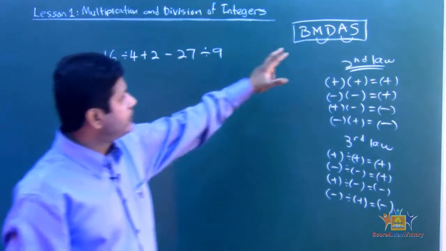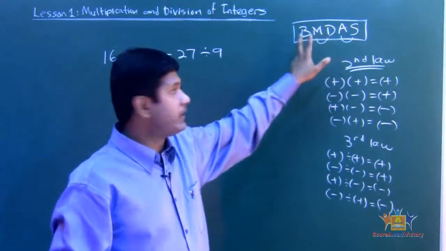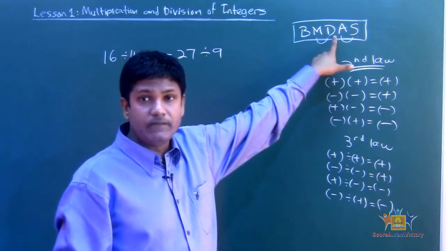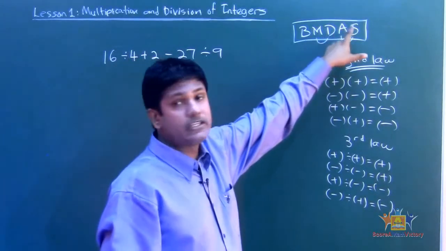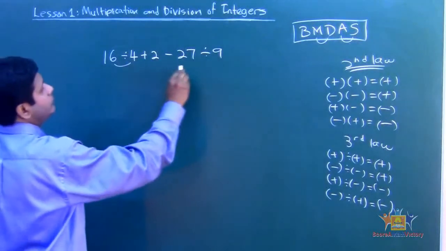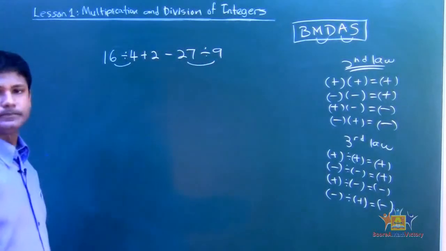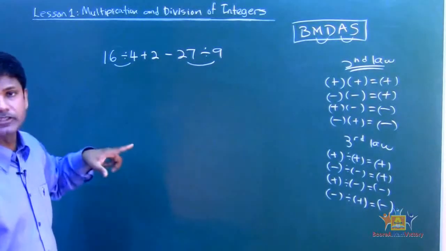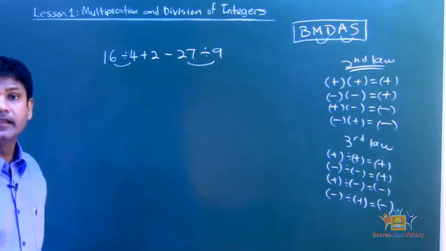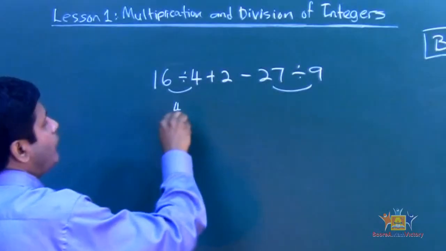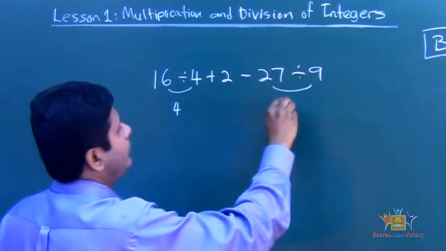So look at this, what it says: because there's no bracket, we're going to skip B. We're going to go to multiplication and division first, and then addition and subtraction next. So that means we're going to solve these two first. Addition and subtraction I'm going to do later, after I've done that. That has priority. So 16 divided by 4 is 4. 27 divided by 9 is 3.